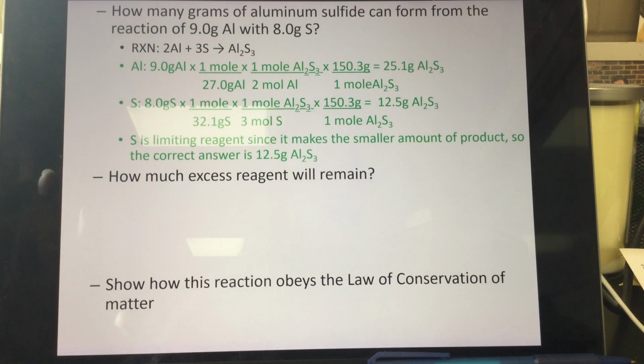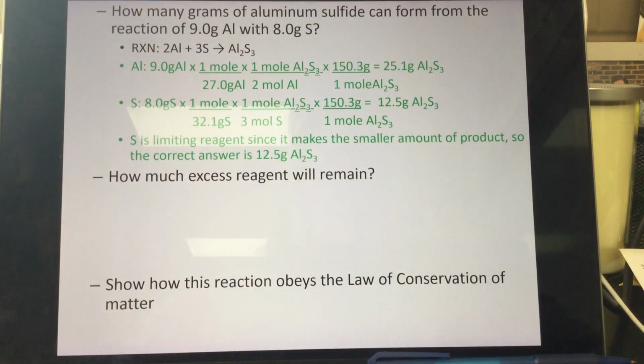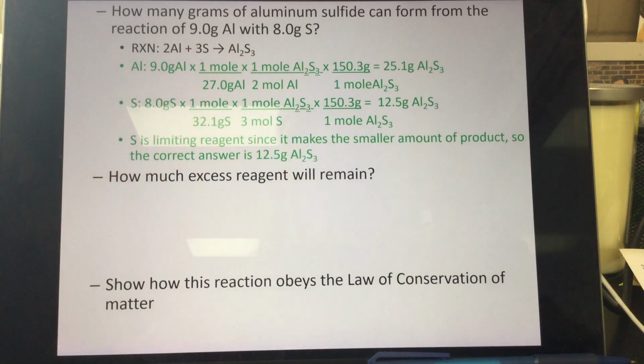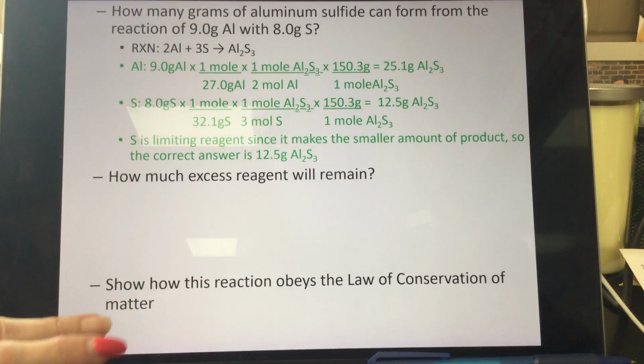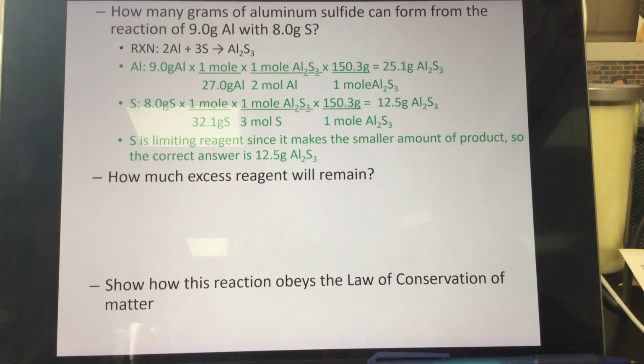Without that, I don't know whether you recognize that this is actually the correct answer. We cannot make 25.1 grams of aluminum sulfide because once we make 12.5 grams, the sulfur's gone. There's no more sulfur left. So this is the correct answer. So we would circle that. Let me go ahead and do that. So that's our correct answer.